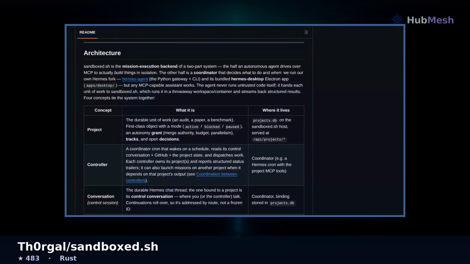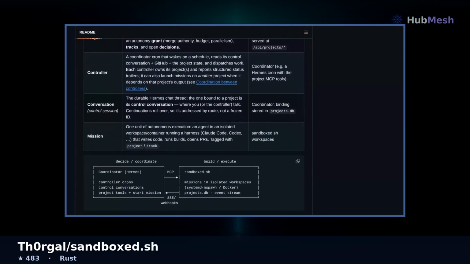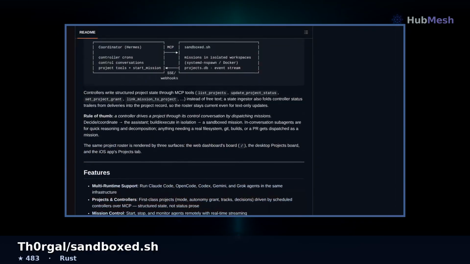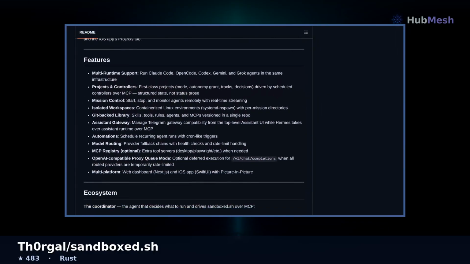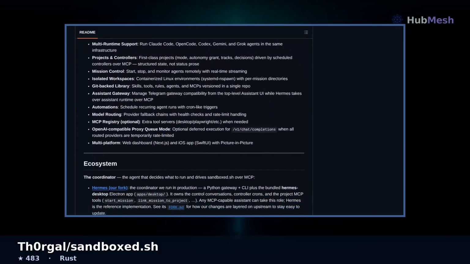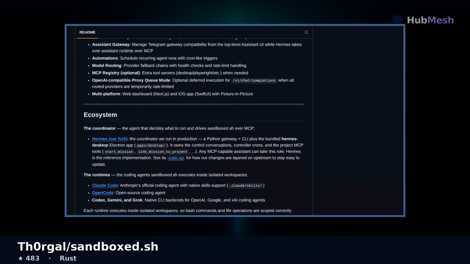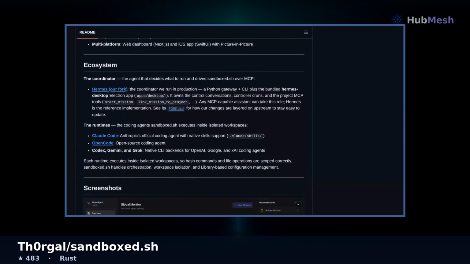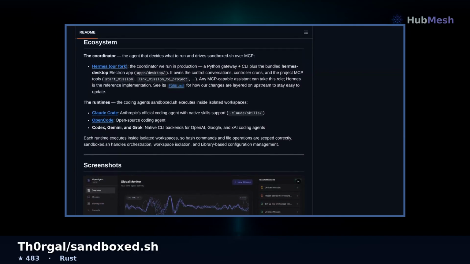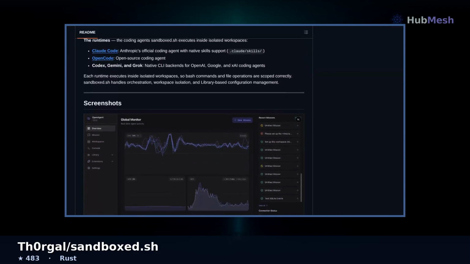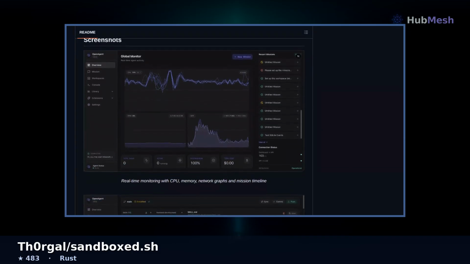In this 2-part system, agents drive execution over MCP to actually build things in isolation. Scheduled controllers manage structured state across the infrastructure, letting you monitor agent streams. Herms acts as the reference implementation in production, managing control conversations, crons, and isolated coding runtimes.